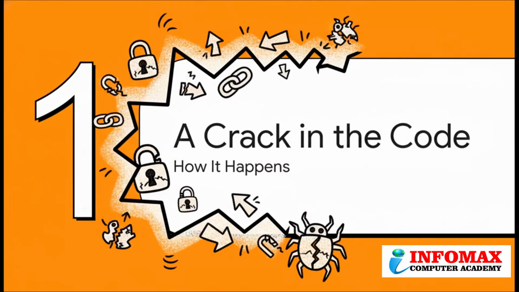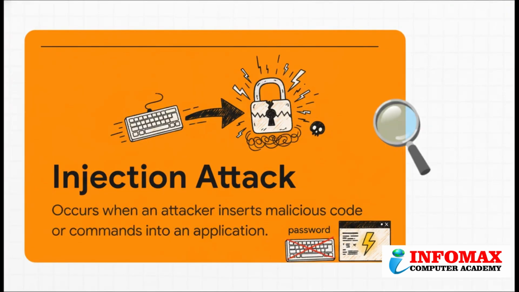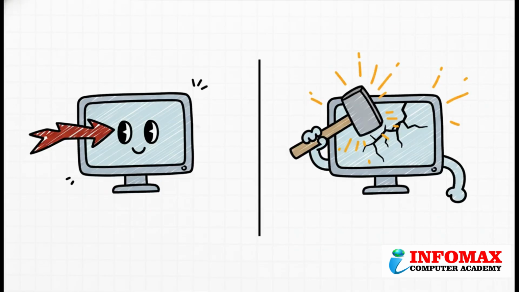So how in the world does a simple text box get that much power? Well, the answer lies hidden deep inside an application's code, where just one tiny crack can bring the whole building crumbling down. Here's the core idea, and it's actually pretty simple. An injection attack happens when an attacker doesn't just type in their password. Instead, they type in a secret command. They are literally injecting a piece of malicious code into a field that's only expecting normal text like a name or an email.